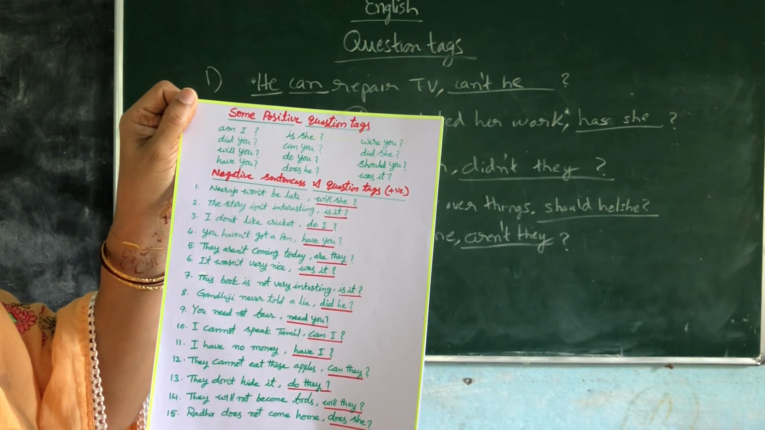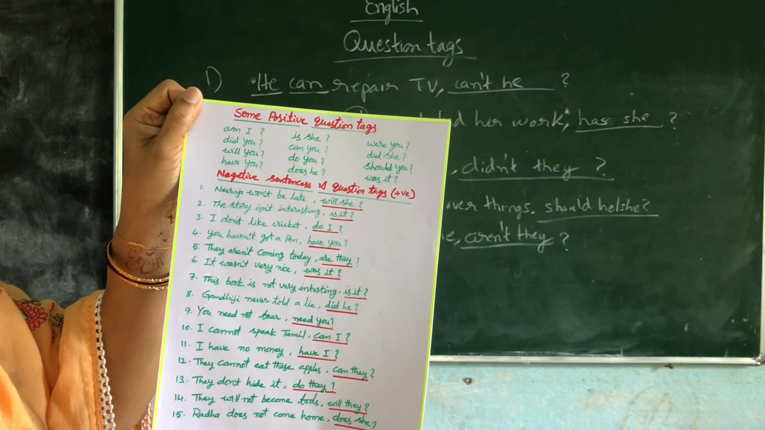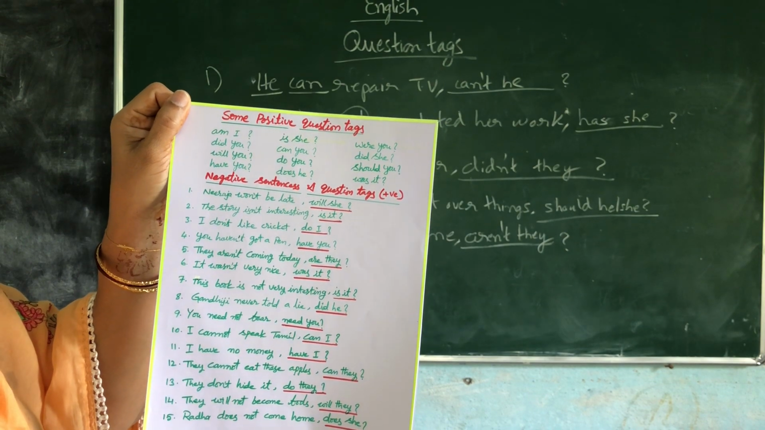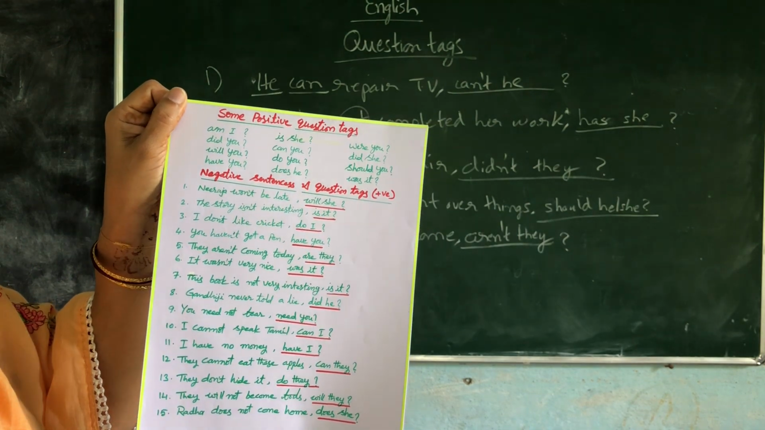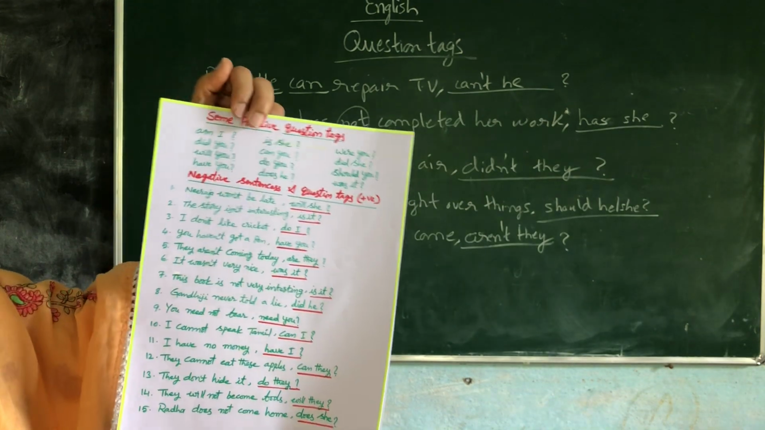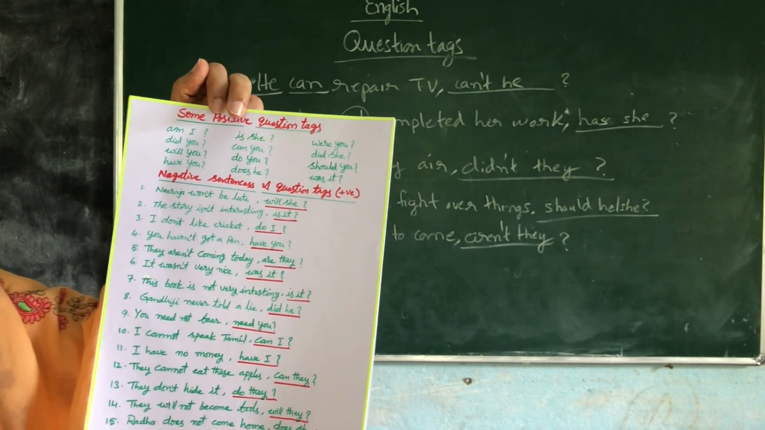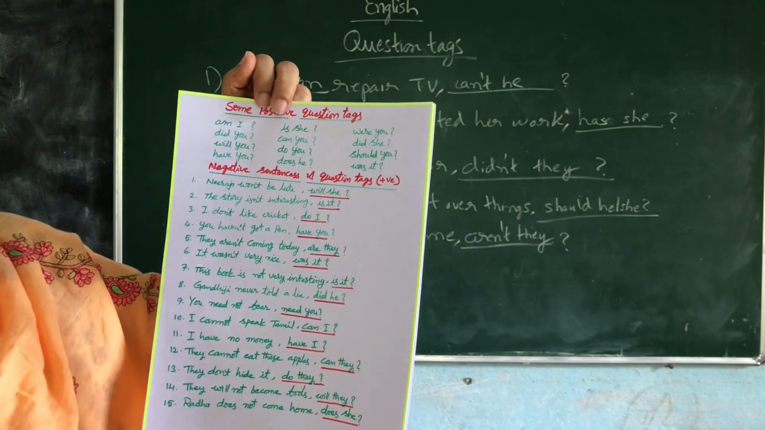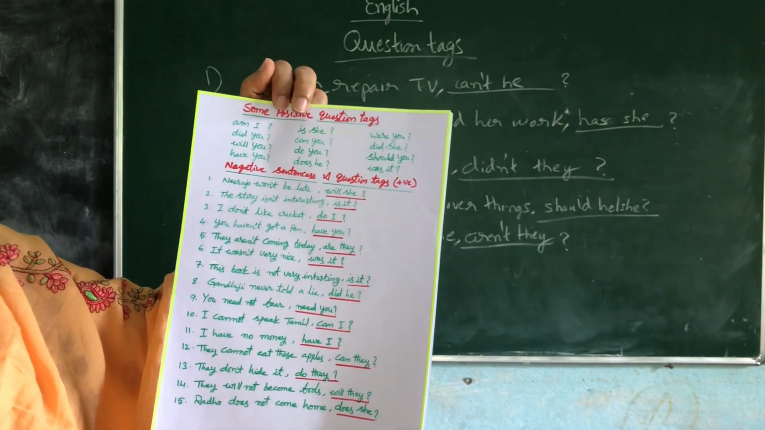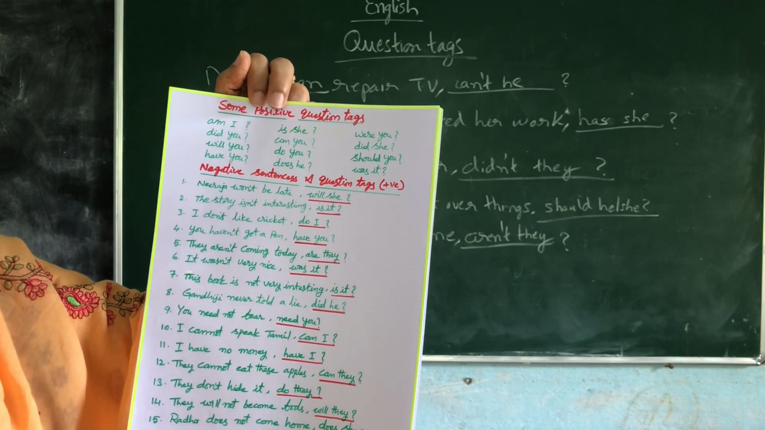Some positive question tags: Am I? Did you? Will you? Have you? Is she? Can you? Do you? Does he? Were you? Did she? Should you? Was it? So in the same way, what I am saying is we should use a positive question tag here, so the sentence should be negative. So negative sentences with question tags in positive.